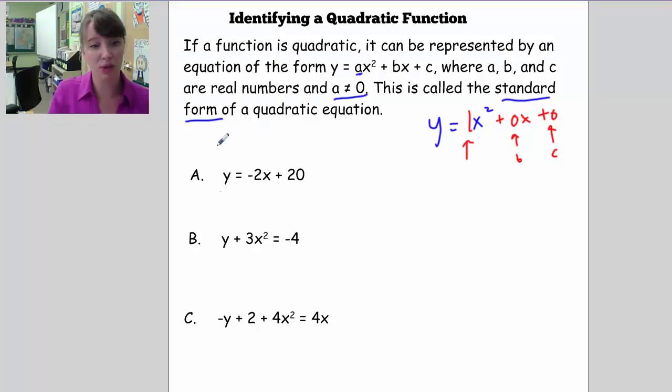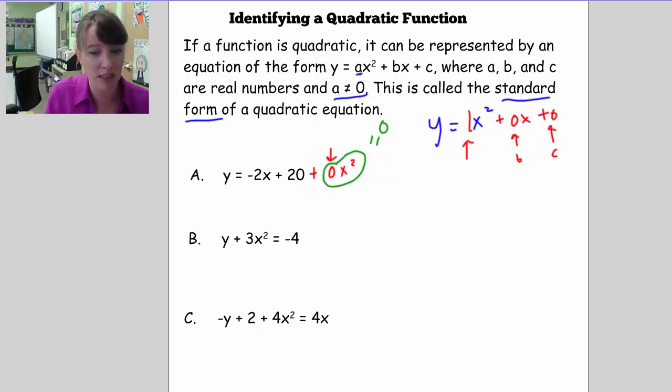So for instance, if we had to identify if a, b, and c are quadratic or not, well, this right here, if I were to add the a term, it would be 0x squared, okay? Remember, 0 times x squared is just equal to 0, so I'm allowed to add that on to the end here. Now, this right here is not a quadratic equation because if I added 0x squared, a would be equal to 0.